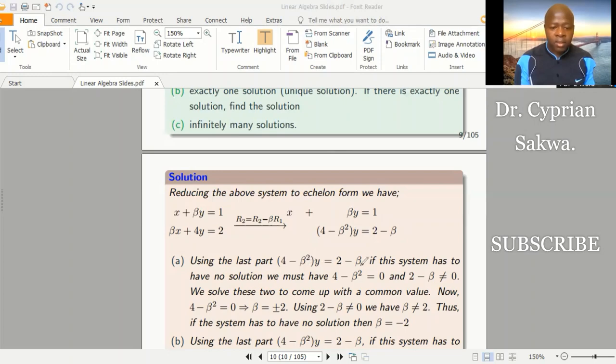So using this last row, if this system has to have no solution, we must have this left side equal to zero, and this right side must not be equal to zero. So we solve these two parts and come up with a common value. Let's solve the left side. You notice that the left side will be 4 equals beta square, so beta will be equal to plus or minus 2. So for us to get a zero in this position, beta has to be 2 or minus 2.